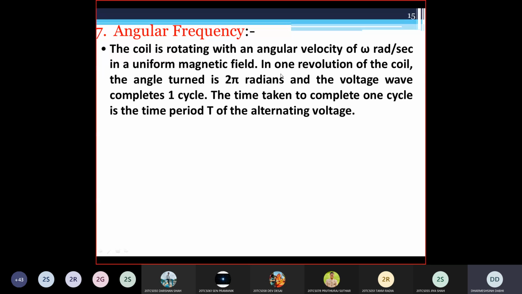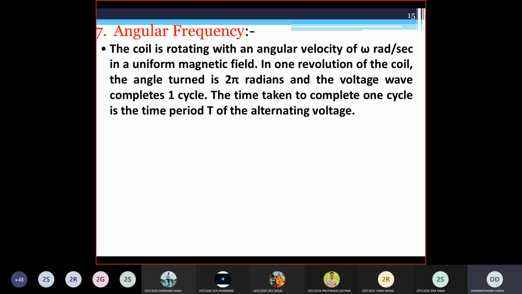a uniform magnetic field, and if one revolution of the coil happens, what will happen? It means that the angle turned is 2 pi. One revolution means 2 pi radians, and when one revolution of the coil happens, you get the complete wave shape of voltage of one cycle. It means you get one positive half cycle as well as one negative half cycle. So one revolution, 2 pi radians, completes one cycle of the alternating quantity. The alternating quantity may be a voltage, a current, or a power.